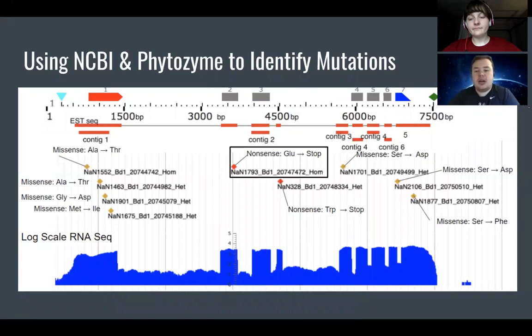So the 7 moderate impact mutations are all missense mutations, which are single nucleotide polymorphisms, changing a single amino acid to another one. For example, the first one is an alanine to a threonine. The heavy impact mutations are also single nucleotide polymorphisms, but they change a single amino acid to a stop codon, so that would probably result in a truncated protein. The information that we got from our professor was that the mutation contained in our mutant plants is the glutamic acid to stop mutation, which is the NAN 1793 mutation contained in our second exon.